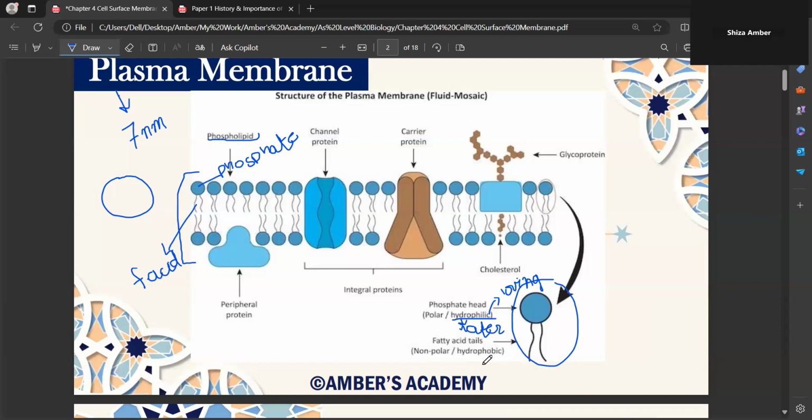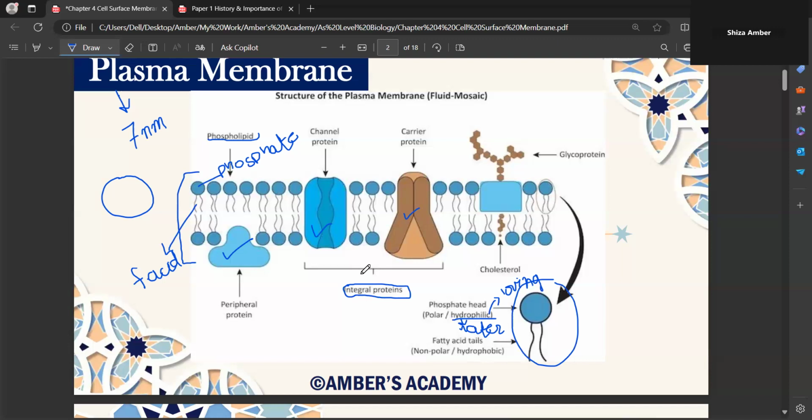So we have basically two types of protein. We can see over here, this is also a protein, this is also a protein, this also is a protein. And so basically what you need to remember is that there are two types of proteins: integral proteins or intrinsic proteins, and peripheral proteins. We'll talk deeply about channel proteins and carrier proteins in the upcoming slides. But for now, try to remember that there are two types of protein in plasma membrane: integral and peripheral protein.